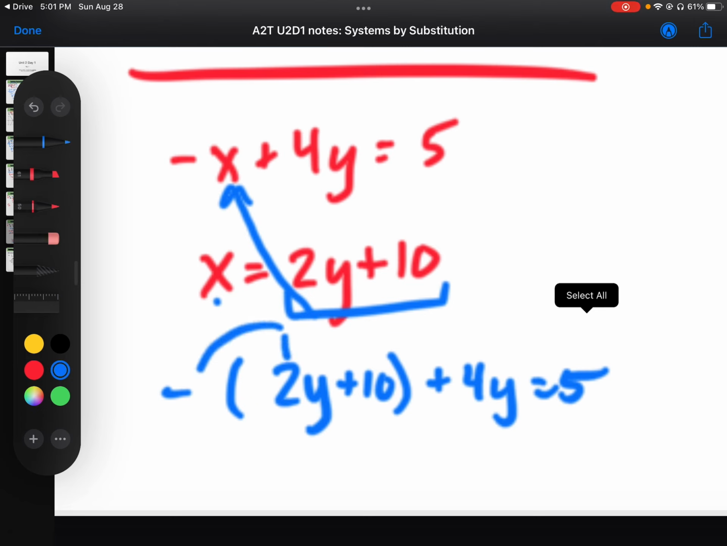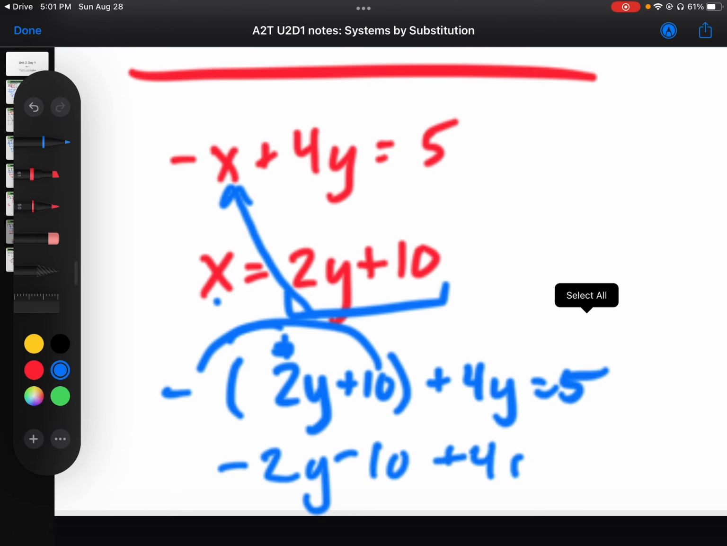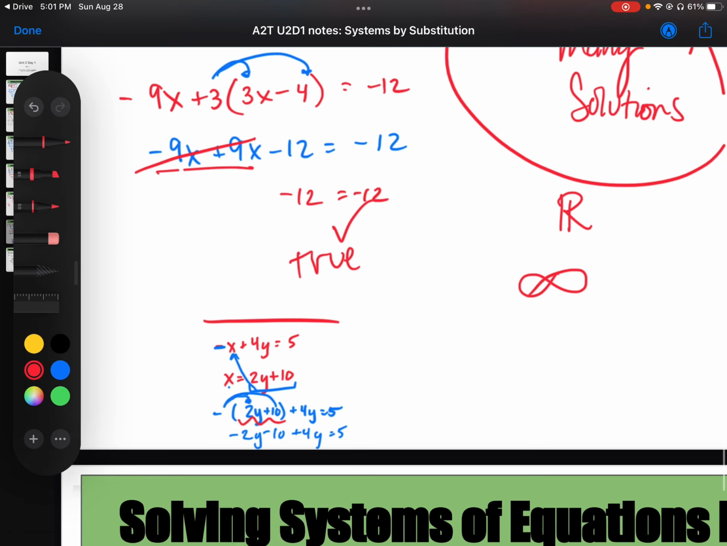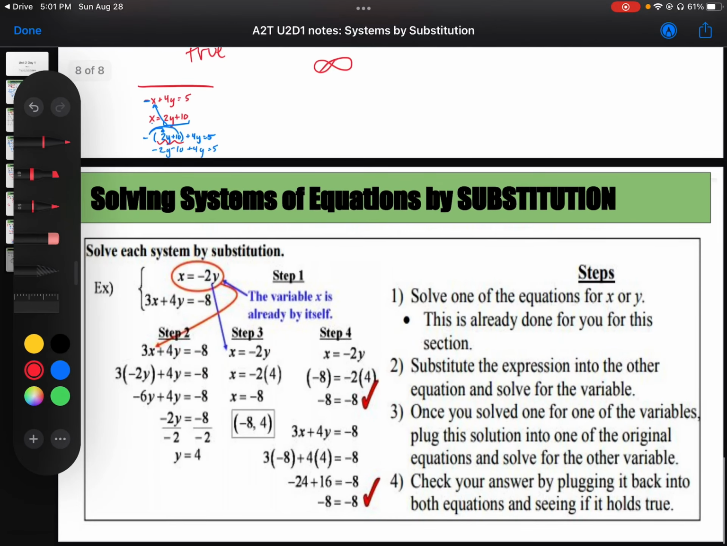Don't forget you're distributing a negative sign. So negative times 2y is negative 2y, times negative 10, plus 4y equals 5. And then you would solve like normal. So anytime you have a negative out front, do not forget that still has to be distributed. So you must put all of this in parentheses so you don't forget to distribute. Okay, the last thing I gave you here is just an example with all the steps written out if you should need that.